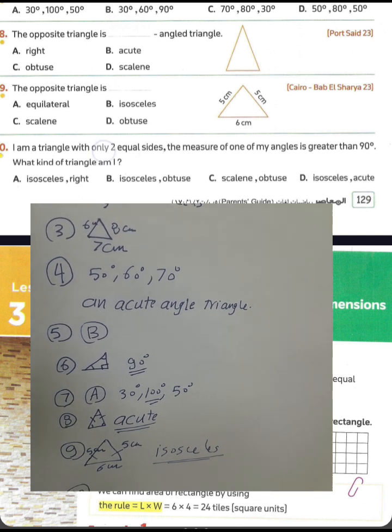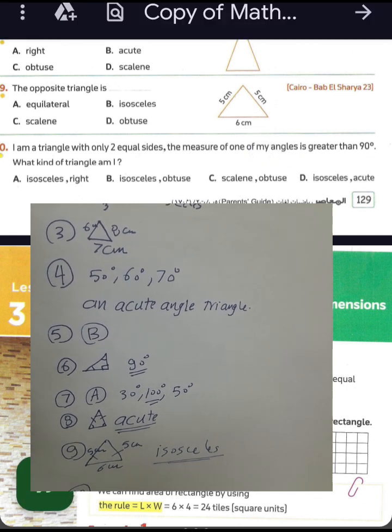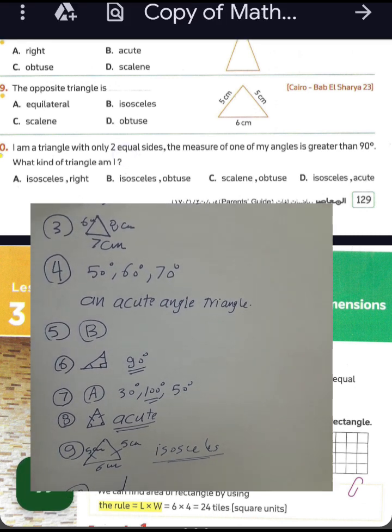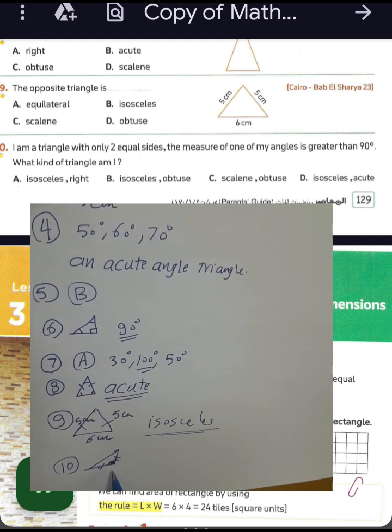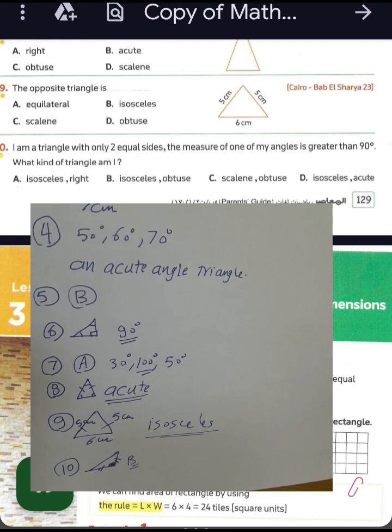I am a triangle with only two equal sides. The measure of one of my angles is greater than 90 degrees. What kind of triangle am I? He tells us we have two sides of equal length and the measure of one vertex is greater than 90 degrees. It means this angle will be obtuse, and then we have an isosceles triangle and obtuse. Obtuse and isosceles, or we can write isosceles and obtuse. That is the letter for question number 10. Okay, understood?